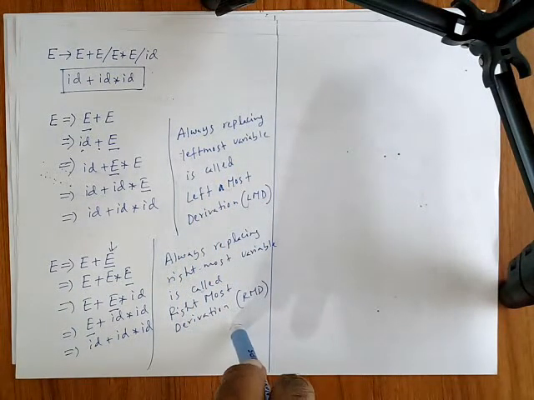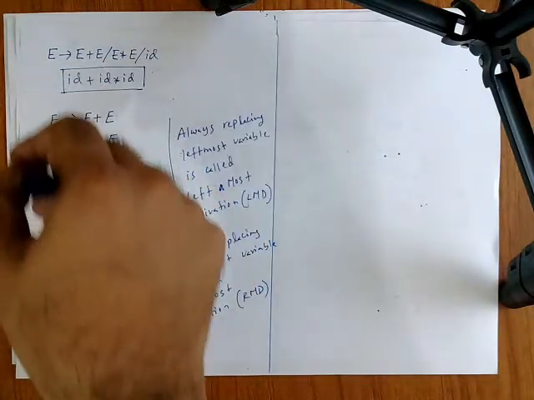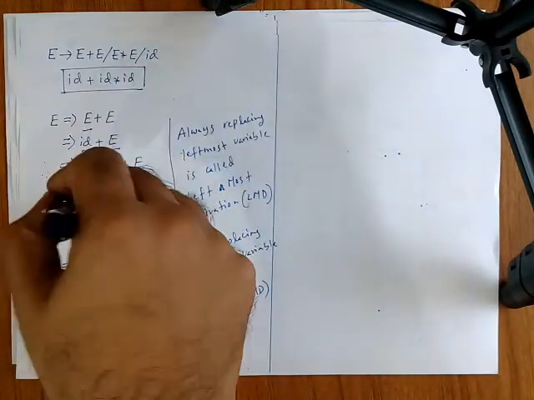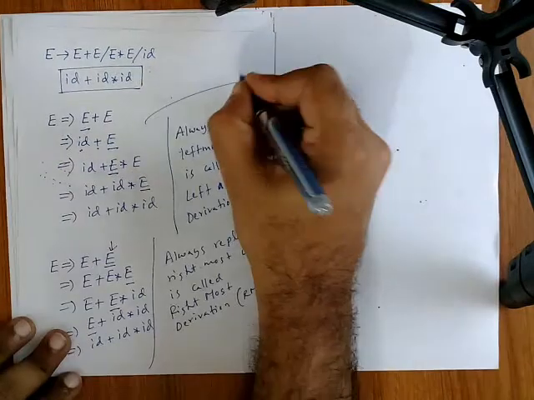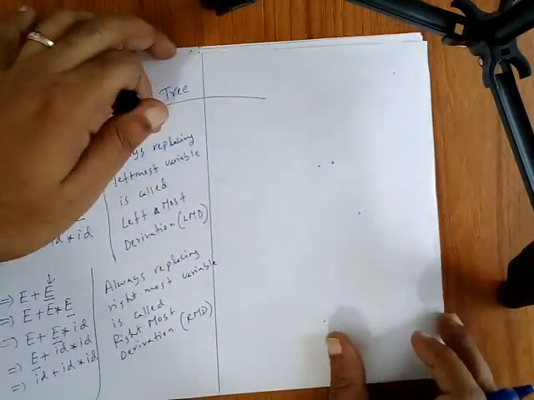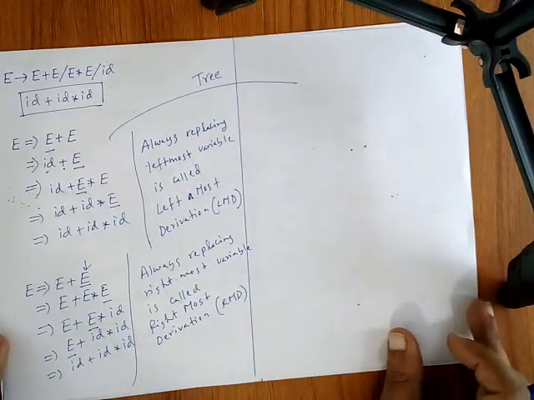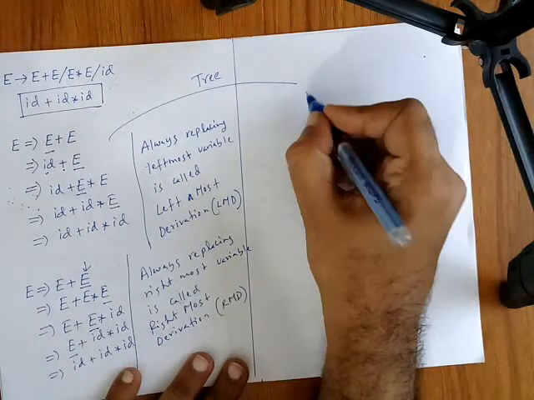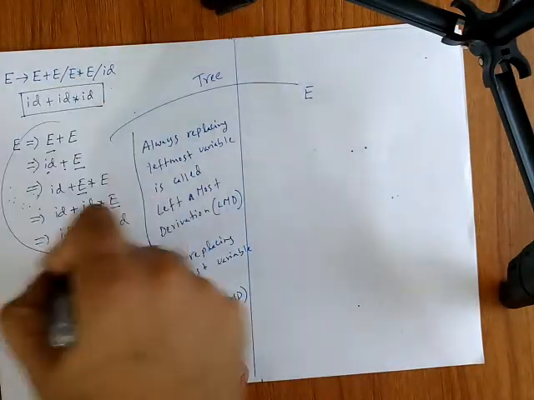Now, instead of representing this thing this way, if you draw a tree, what would be the case? Can you tell me? What would be the tree for this? We are starting from E. I am converting this derivation process to a tree. Then what would happen?